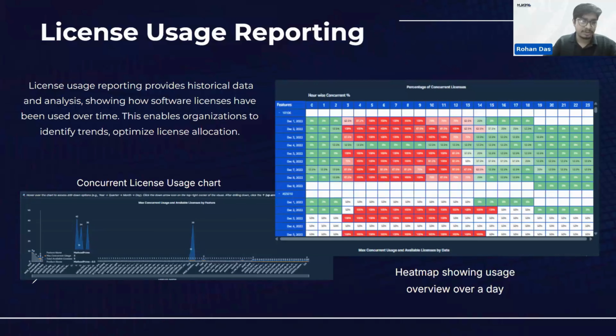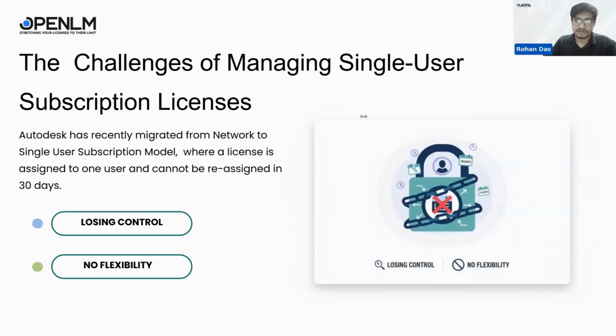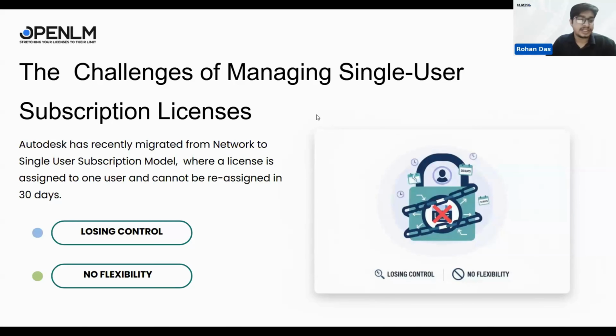Let me go back to the point. What Autodesk has done, simply put, is migrate from a network-based licensing model to a single user subscription model. In the network-based licensing model, let's say you have 100 employees and you want to distribute licenses to them. You can always procure 80 licenses and distribute them to 100 people, since not everyone is using them at the same time. That way you could always procure previously.